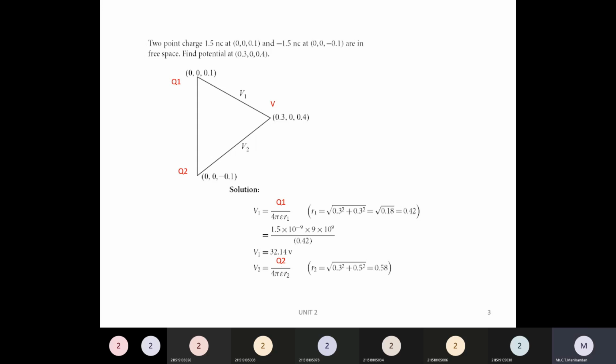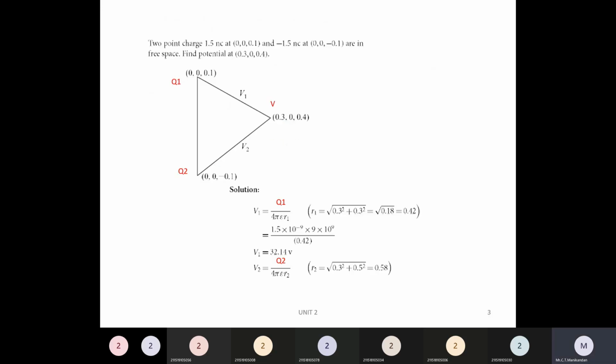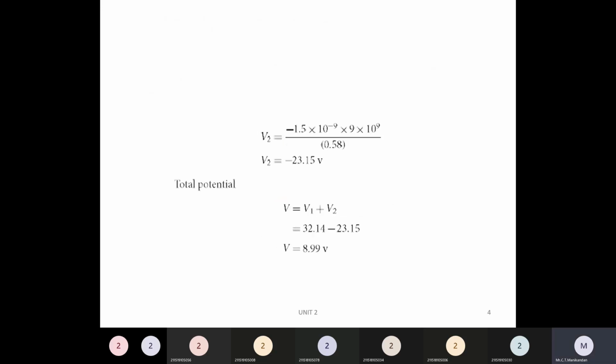Just now I told you the formula: V equal to Q by 4 pi epsilon R. So V1 equals Q1 by 4 pi epsilon R1. Now that you have found V1 and V2, if you substitute those values you will get the total potential, V equal to V1 plus V2.